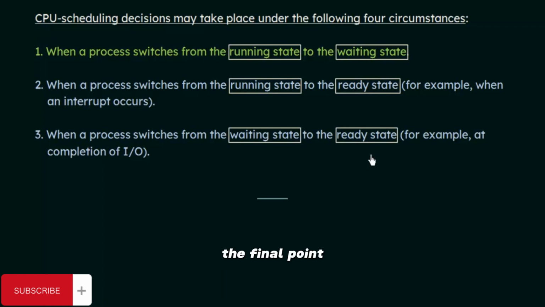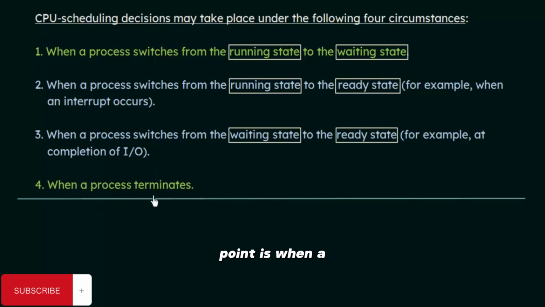Now let's go to the final point. The final point is when a process terminates. This is very straightforward and easy to understand. When a process has terminated, the CPU has to be assigned to some other process. So CPU scheduling can also take place in this circumstance.